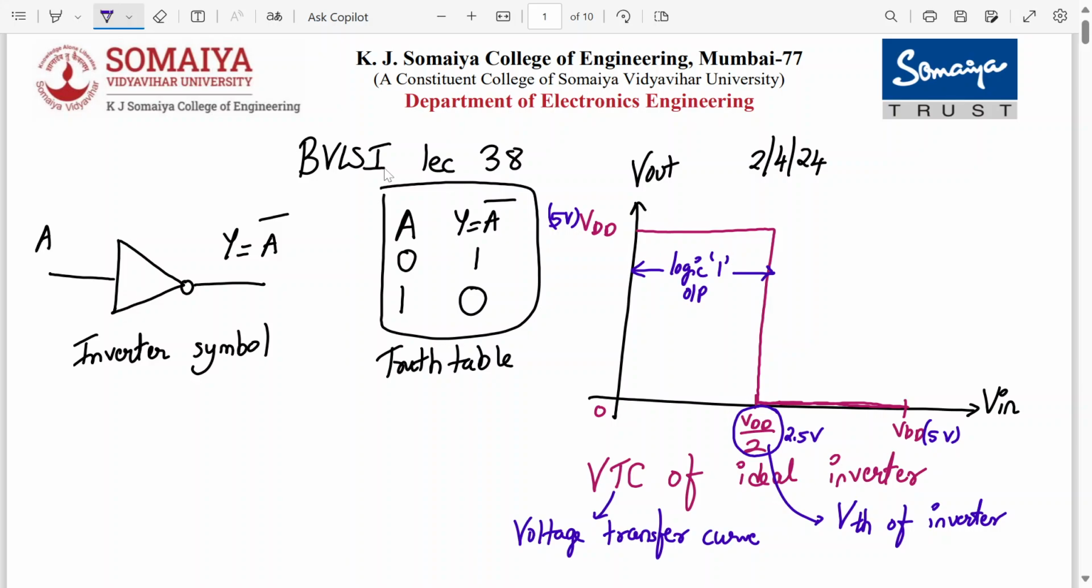If I increase my input beyond 2.5, then I can say that my input is increasing to a higher value. What should happen to the output now? The output should fall to a low value. This is called the logic 0 output. Got it?